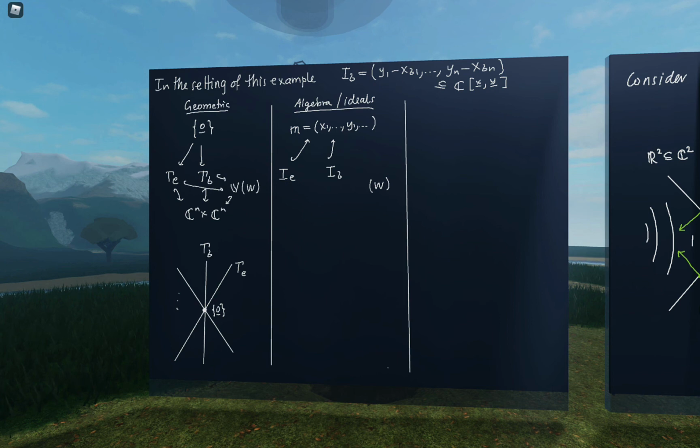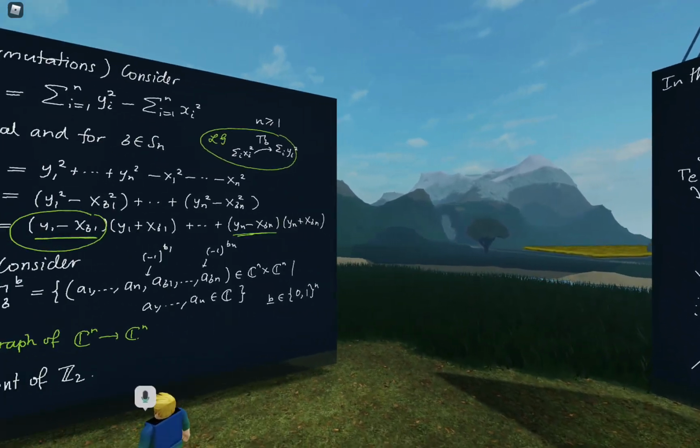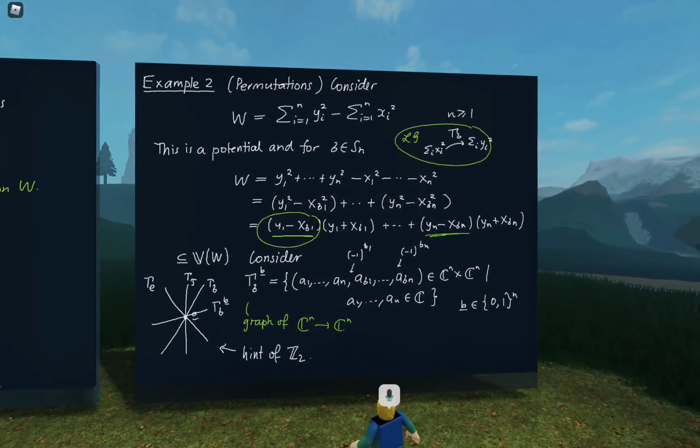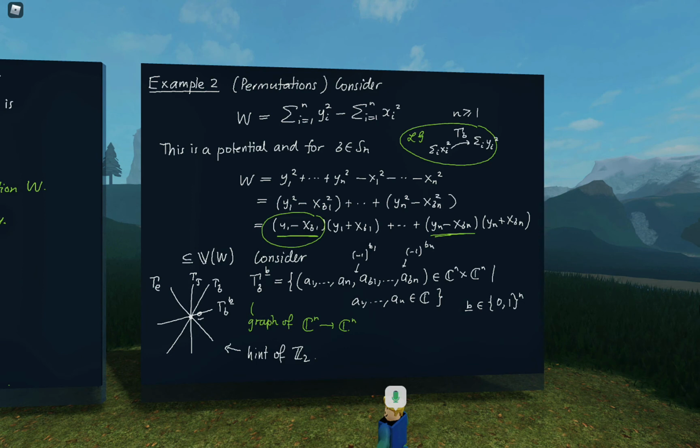Okay. W is an element of those ideals. To convince you of that, I just need to drag your attention back to the board over here. Look at this formula, right? This formula literally writes W as a sum of products of things that are the generators of that ideal. So that expression shows you that W is in that ideal. Right?